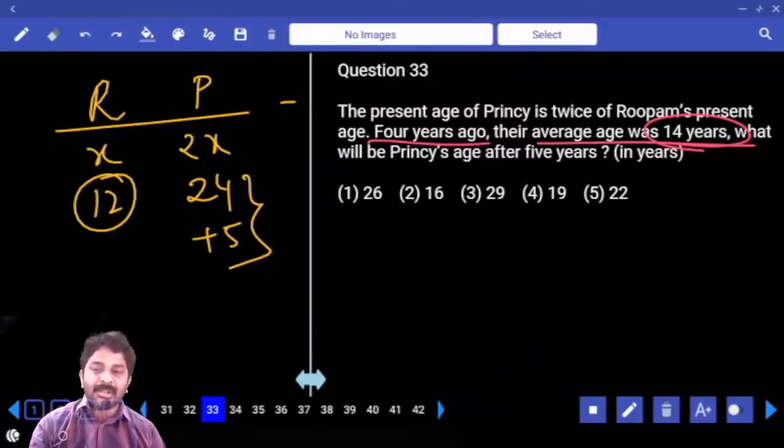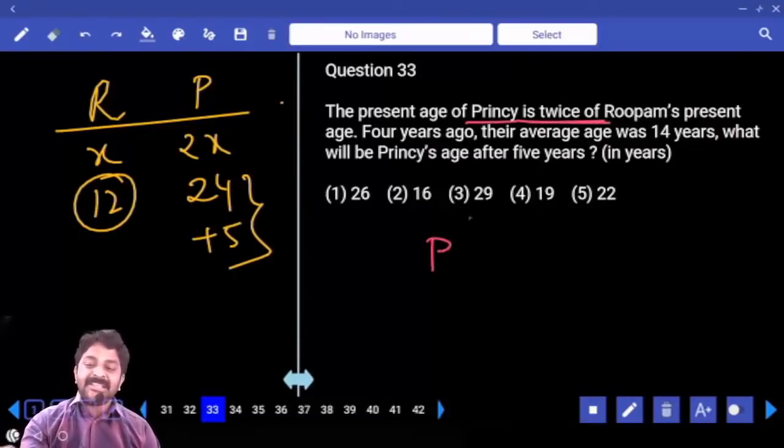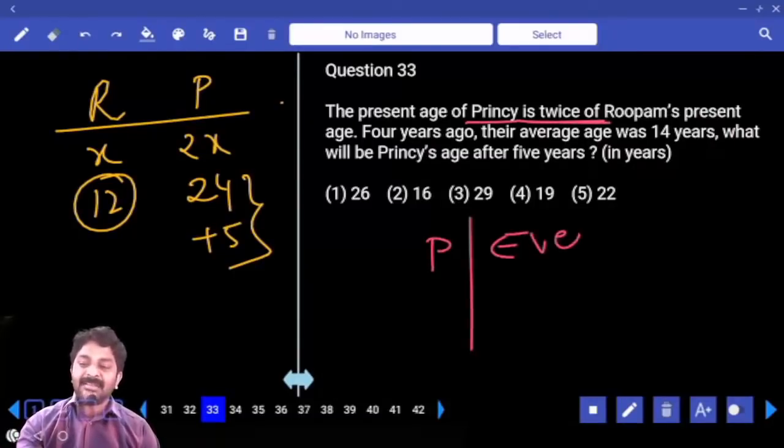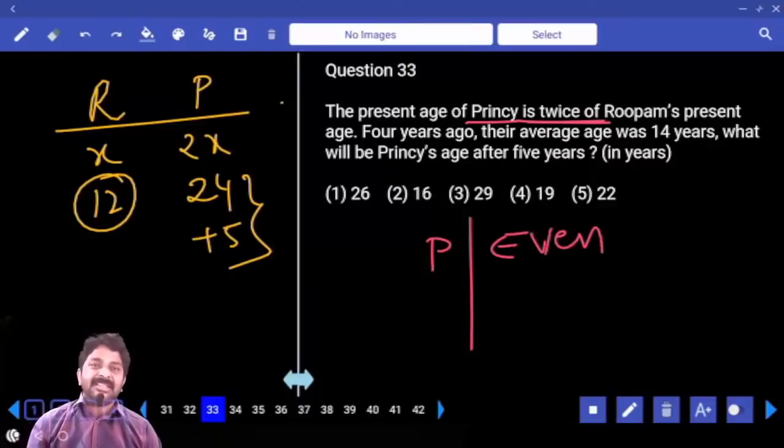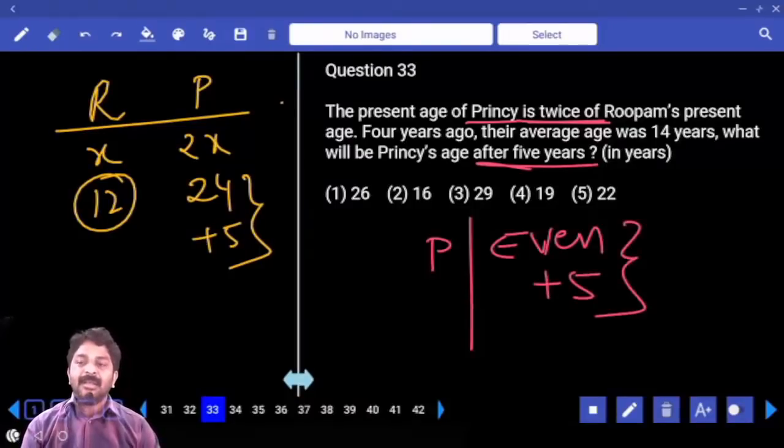So before that what I did was, at present Princey is twice. So age of Princey is even number, right? 2 times they are saying, that is even number only. Now after how many years we want to calculate? So even number plus 5, in the sense answer must be odd number. How many odd numbers are there? 2 are there. If there is only one, I won't do it.